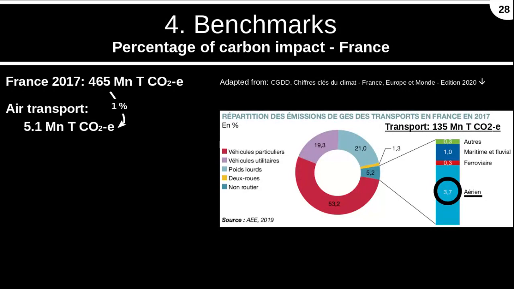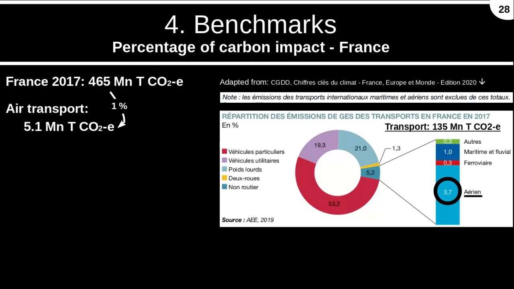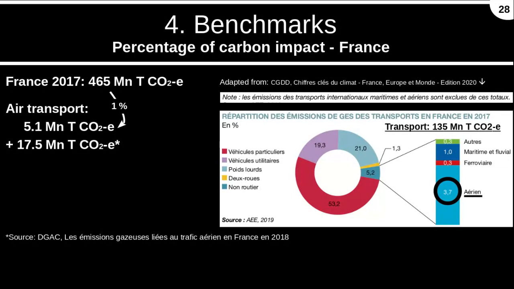Yes, but it so happens that there is a footnote, not under this chart, but under the previous table displaying the figures for this chart on the previous page. It means that international transport is not included. In another document, you may find the missing figure, 17.5 million tons of CO2, so you get 22.5 million tons of CO2 for air transport, between 4 and 5% of emissions.